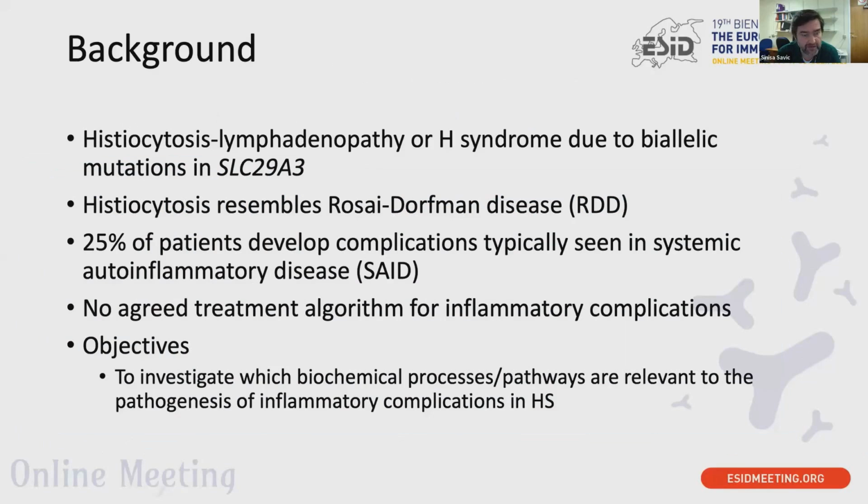H syndrome, also known as histiocytosis-lymphadenopathy syndrome, is due to biallelic mutations in a gene called SLC29A3. This gene codes for a nucleoside transporter, and the effects of SLC29A3 deficiency on cellular function are quite complex. There's lysosomal deficiency, and there's also an effect on mitochondrial function. Histiocytosis, when it is present, resembles Rosai-Dorfman disease. There are many non-immunological manifestations of the disorder, but up to 25% of patients develop complications which are typically seen in systemic autoinflammatory diseases.